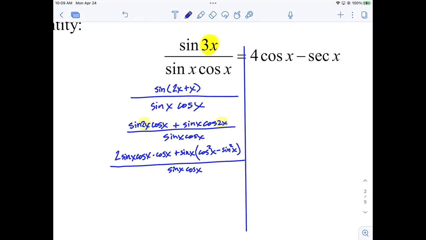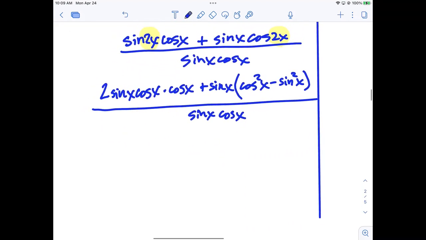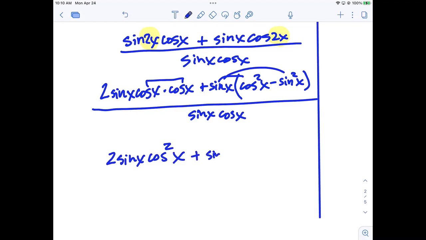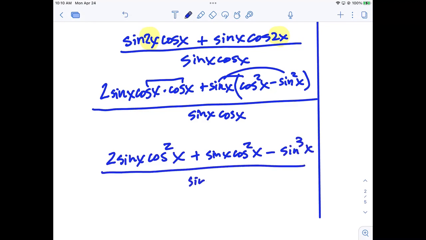They're all single X, and that's what we wanted. So yay. Now let's just go ahead and proceed cautiously. In the first term, I can combine these cosines, so I get 2 sine x cosine squared of x. And now distribute this one over here, plus sine x cosine squared of x minus sine cubed of x, all over sine x cosine x.